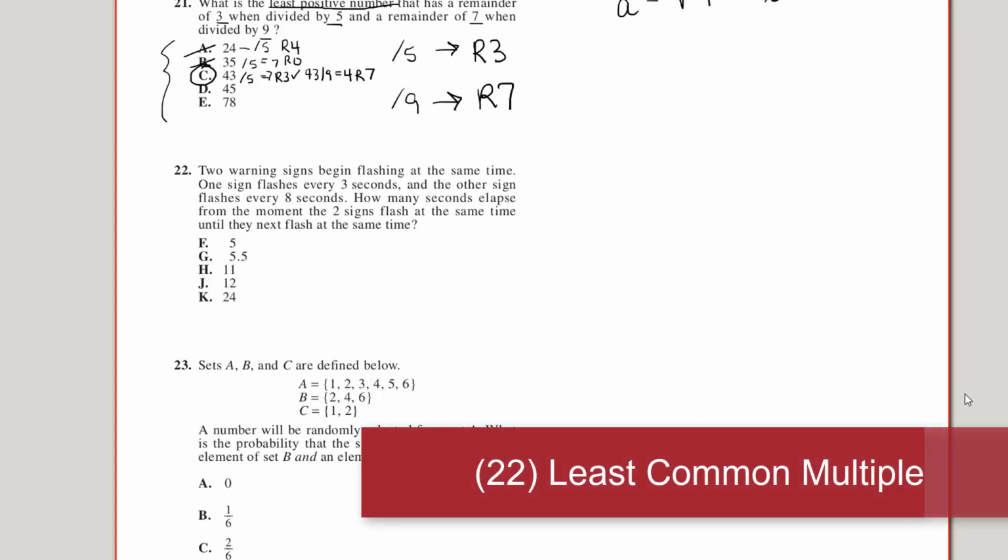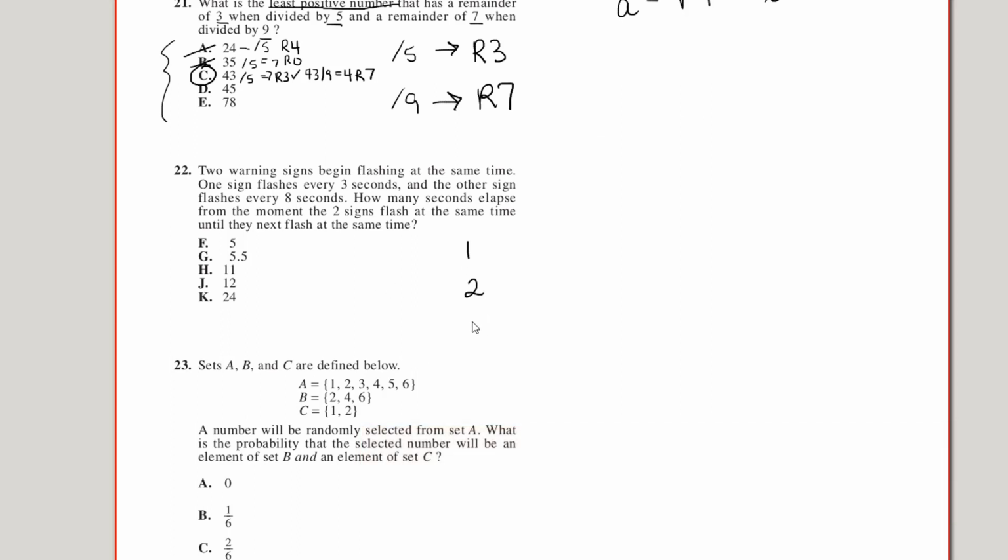Question 22 says 2 warning signs begin flashing at the same time. So we'll have 1 and 2 that occur at the same time. One sign flashes every 3 seconds. And the other sign flashes every 8 seconds. How many seconds elapse from the moment the 2 signs flash at the same time until they next flash at the same time? So we have seen similar questions like this on other tests.